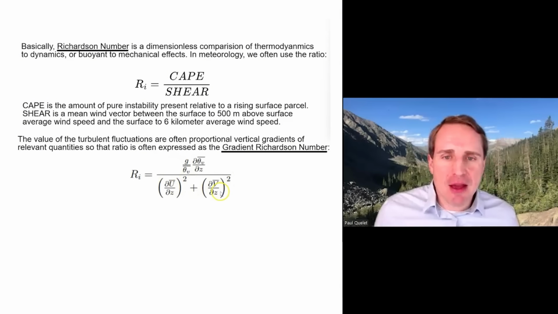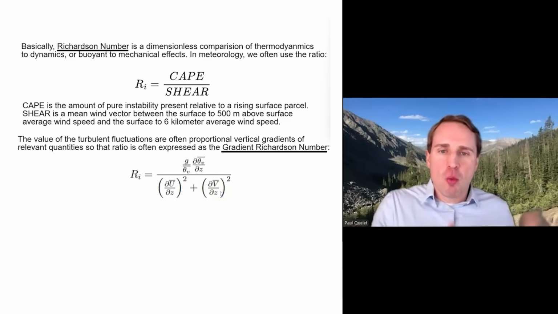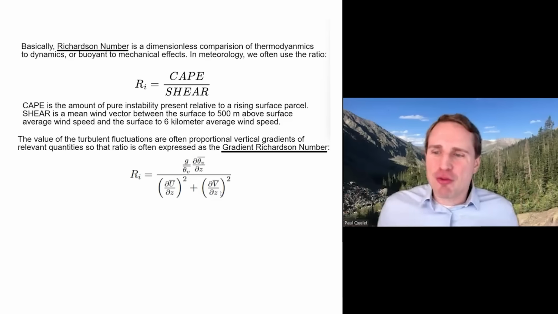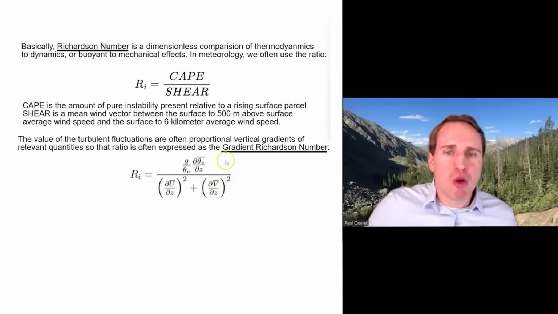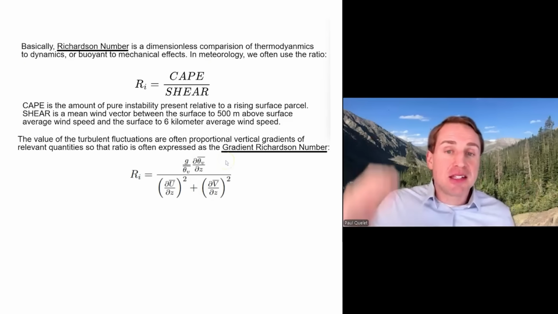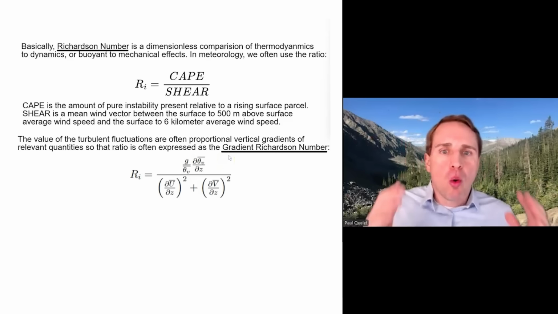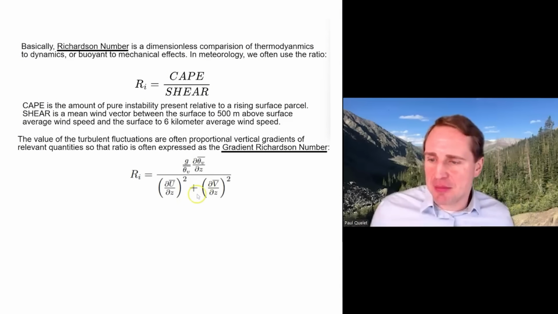In squaring them, remember, u is the zonal wind, v is the meridional wind. That is, u is in the x direction, v is in the y direction. And typically, a lot of times we know these vertical wind shears very well, or they're relatively easy to calculate from, say, a wind profiler or a skew-T sounding, something like that.